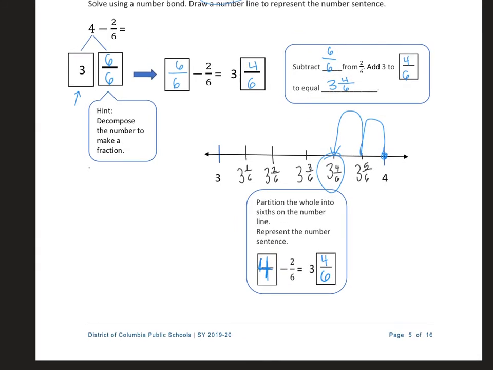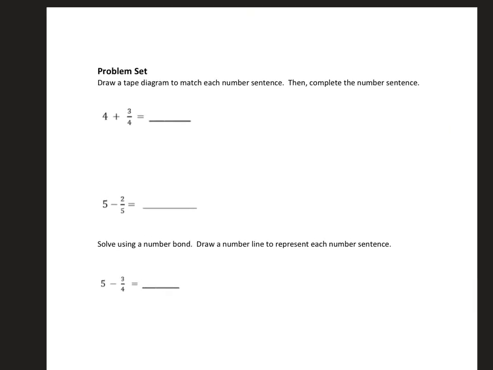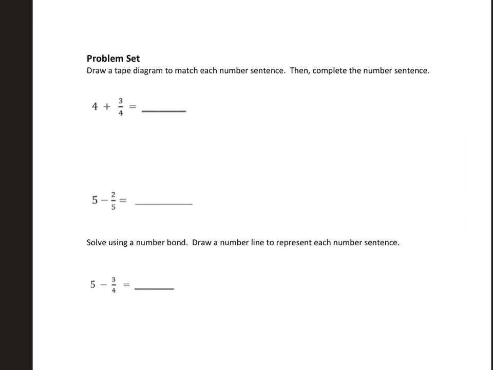All right. So going on to the next page, which is going to be your problem set. On these first two, it says draw a tape diagram to match each number sentence, then complete the number sentence. All right, so let's look at this first problem. It says 4 plus 3/4. So the first thing I want you to do is draw a tape diagram, okay? And how many units are you going to break it up into? You're going to break it up into 4 units because 4 is our whole number.